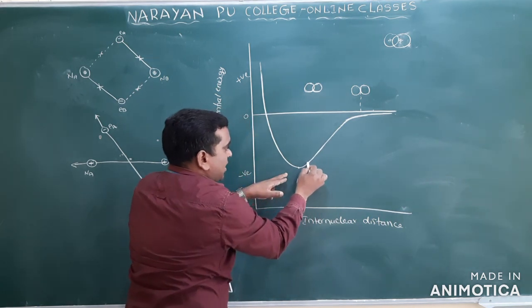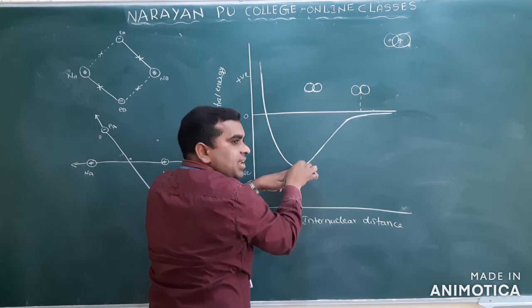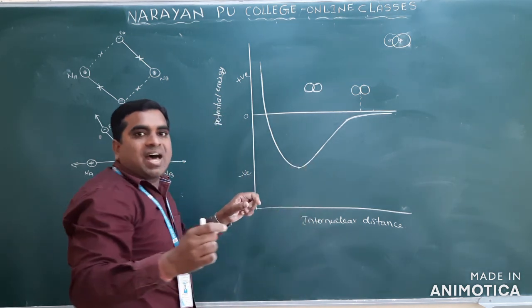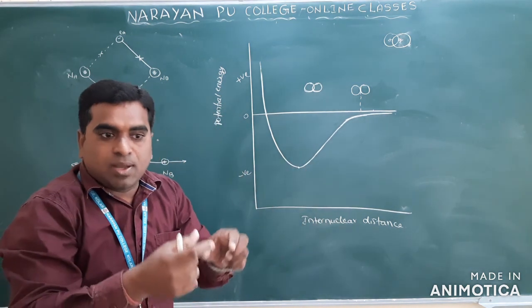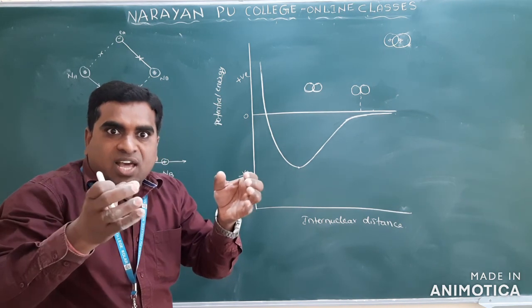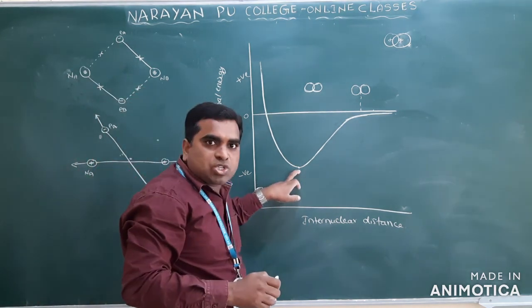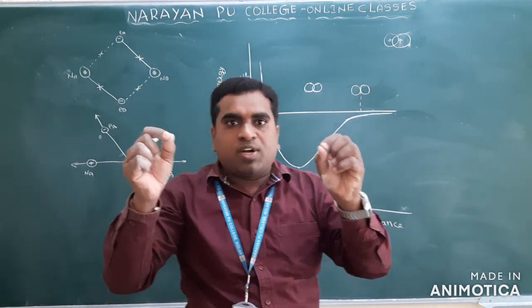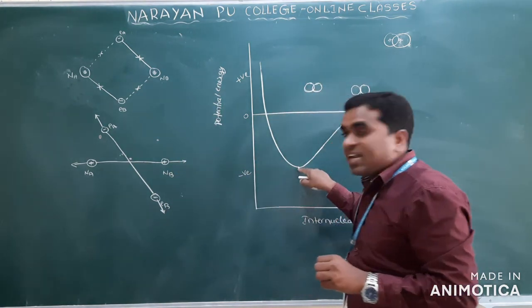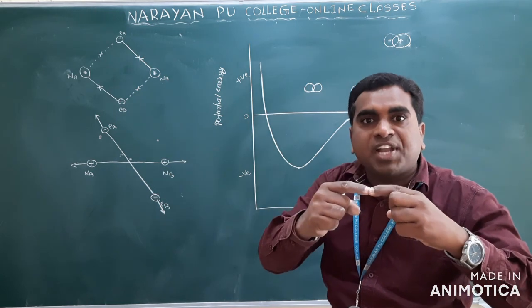Up to here, energy decreases because of attractive forces. At this point, clear? So what happened here? Attractive forces are equal to repulsive forces. It means repulsion starts. Why? Because they are coming very close to each other. Got my point? Where the repulsion starts, attractive forces are equal to repulsive forces and bond formation takes place.